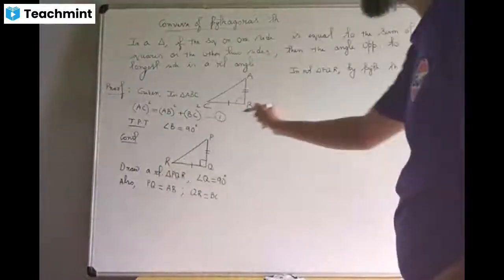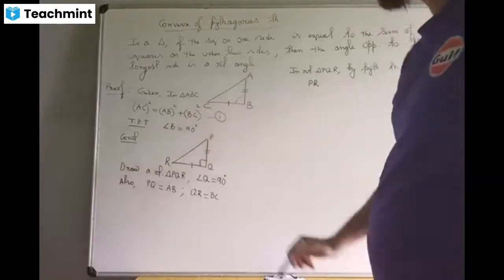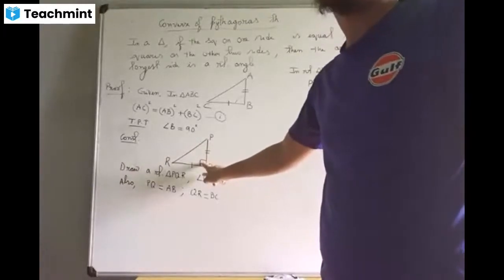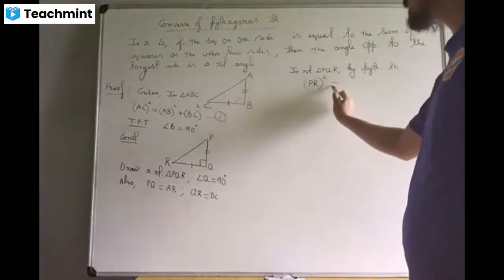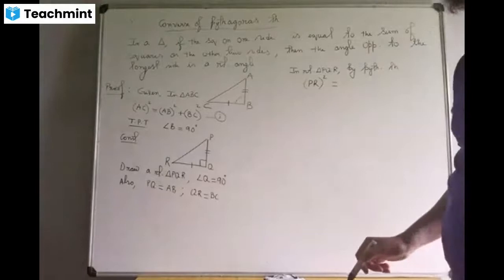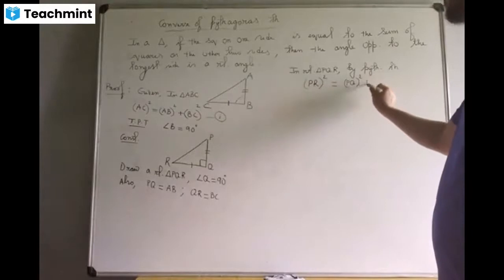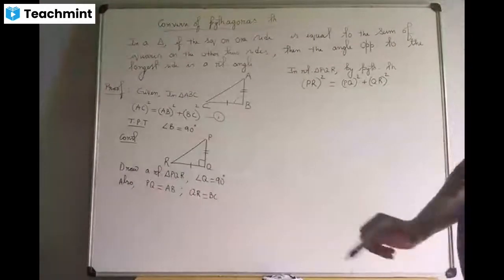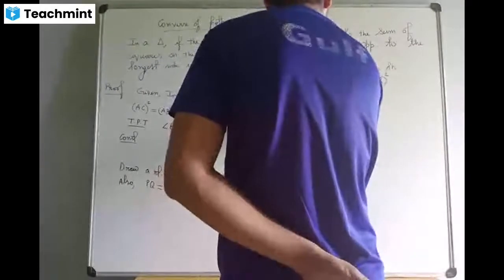So as PQR is a right triangle, by Pythagoras theorem we have the square on the longest side, that is PR. How do you identify the longest side? The side which is opposite to your right angle is the longest side. So the square on the longest side is equal to the sum of squares on the other two sides. That is PQ square plus QR square. Is it all right? Now let me solve this. PR square is equal.